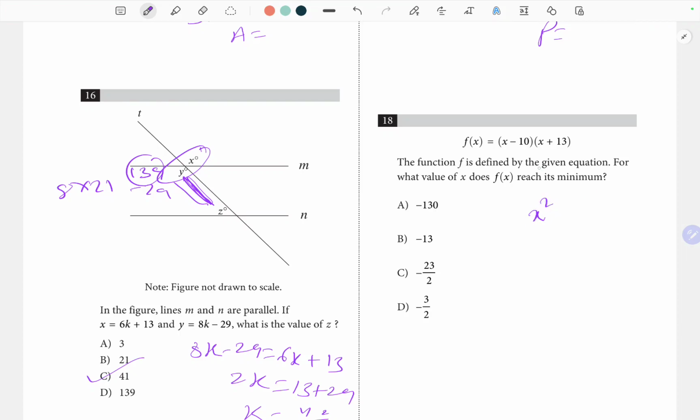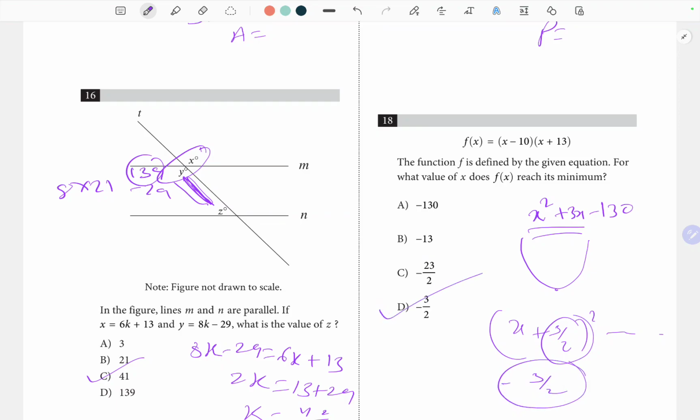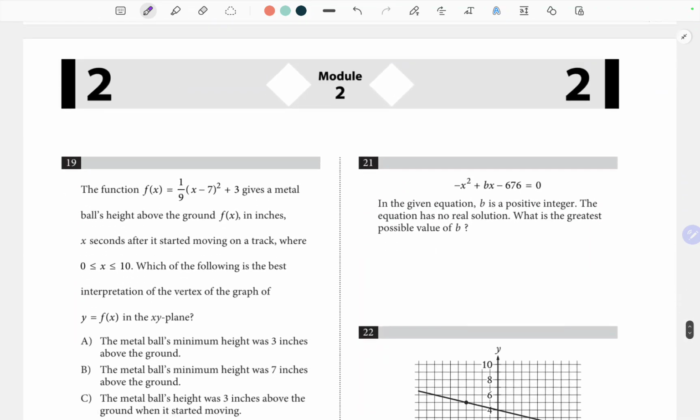So after multiplication, x square plus 3x minus 130 I will get, and minimum is this. So just make it perfect square. So x plus 3 over 2 whole square. So from here I will get x equals minus 3 over 2, because I need to just find that value of x. So no need to solve everything and final. If you get the answer in between your solution, then that's fine.